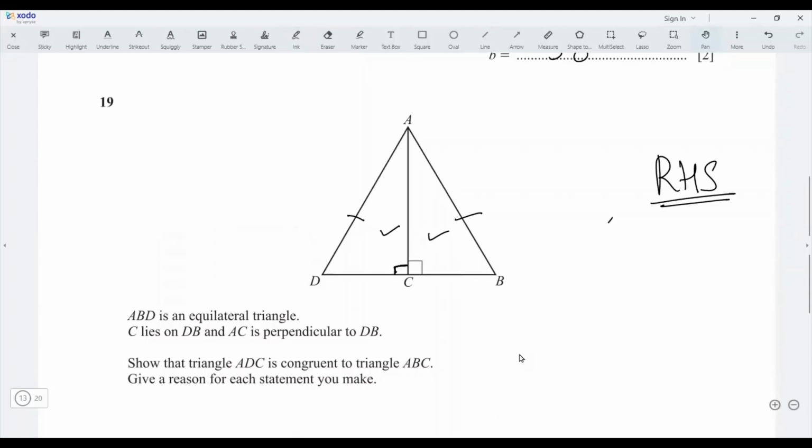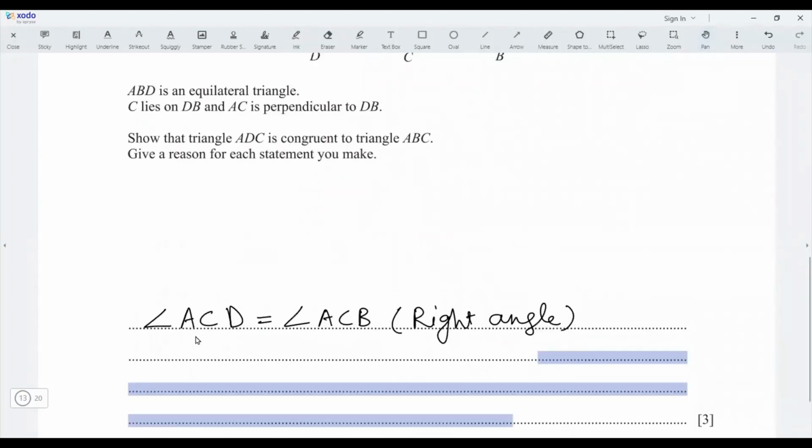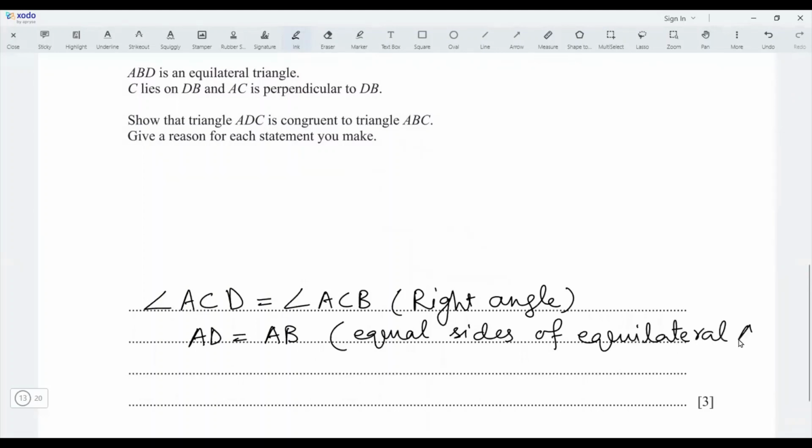So we can write down AD equals to AB. Why? Because they are equal sides of an equilateral triangle. We can write down: equal sides of an equilateral triangle.